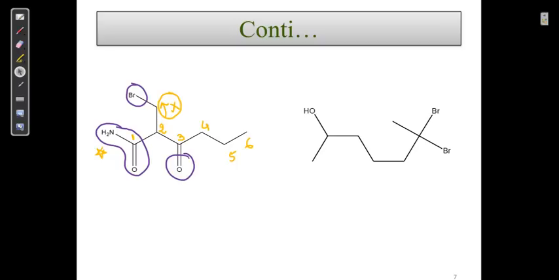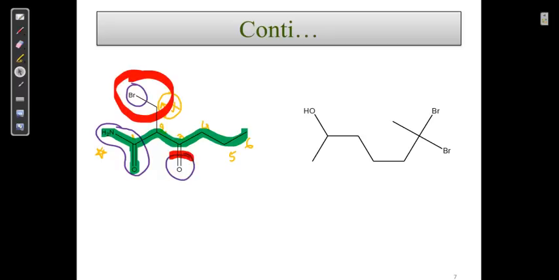So I can highlight it and you see that. This is my prime important part. The remaining is garbage. What is the garbage here? This is garbage and this is also garbage. So you can write it as hexanamide. So we have hexanamide, then we have 3-oxo.